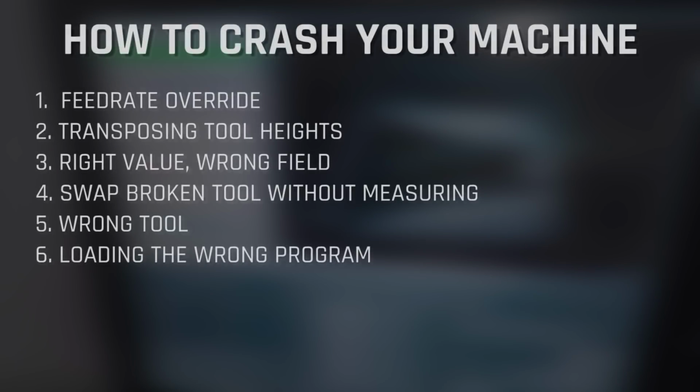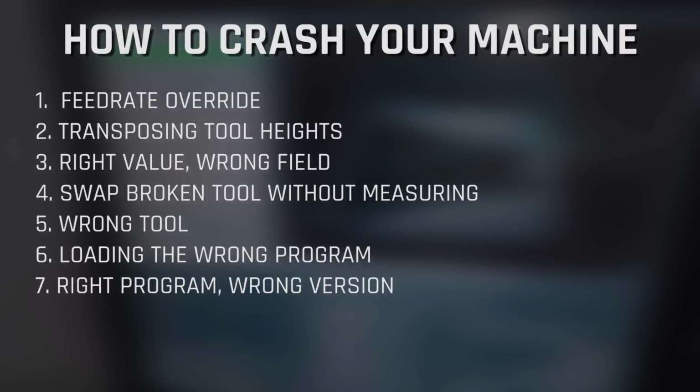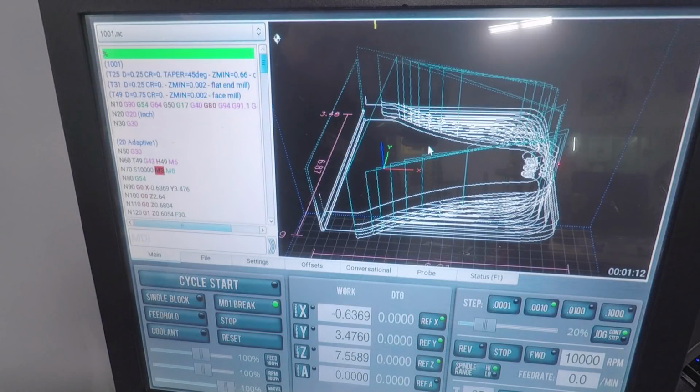Number 7, similar to number 6, would be loading the right program, just the wrong version of it. This can be a really big contributor to crashing your machine. Card here, by the way, to our bloopers video where you can enjoy some machine crashes at our expense. This happened to us recently.